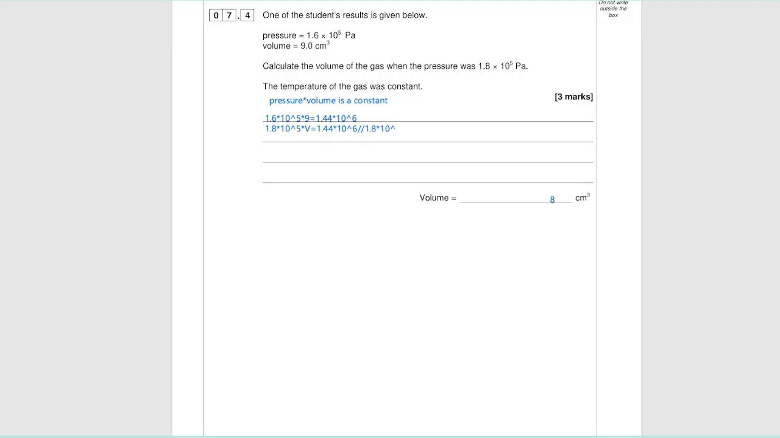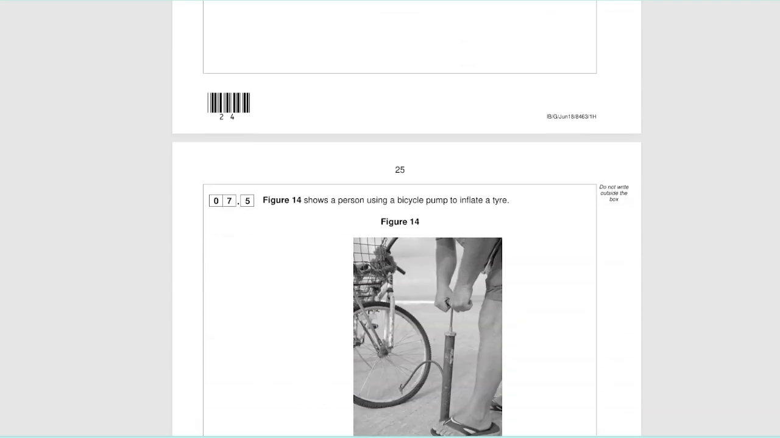And then if you do 1.8 times 10 to the 5, which is the new pressure, times the volume, you also get 1.44 times 10 to the power 6. And then what you simply do is you divide 1.44 times 10 to the power 6 by 1.8 times 10 to the power 5, and you get the new volume, which would be 8 centimeters cubed. I'm having real issues with the PDFs.